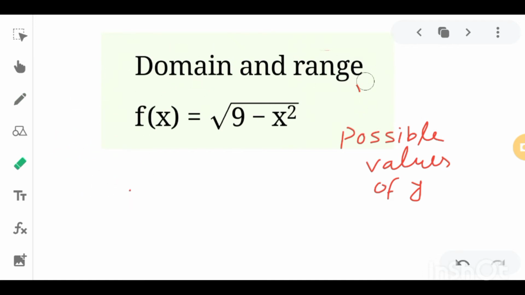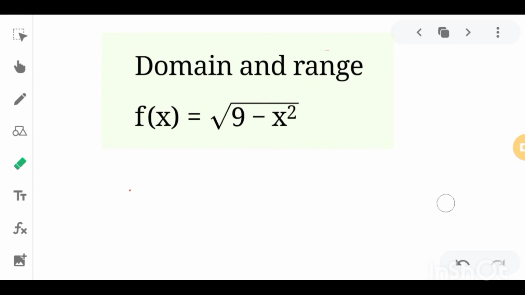When you know this basic meaning, then only you can understand the meaning of domain and the meaning of range. So I am assuming this is y. So I will write here: domain means possible values of x, range means possible values of y. Okay. So now how will we find the possible values of x? In every question the approach will be different based on the property.